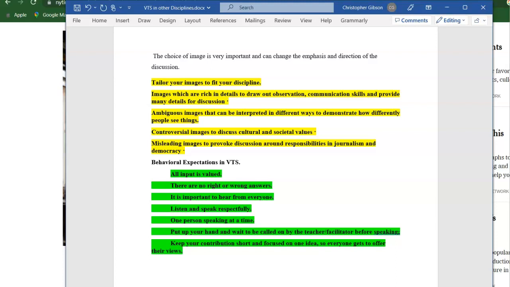So what do you do if you are not a visual arts teacher like me? So in the yellow highlight here, tailor your images for your discipline. You have all these different choices: controversial images, ambiguous images, lots of detail and observation, misleading images. I try to stay away from abstract images, but it's definitely something that you could throw in there.